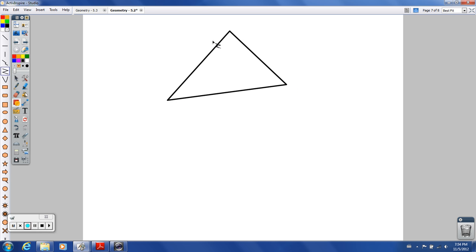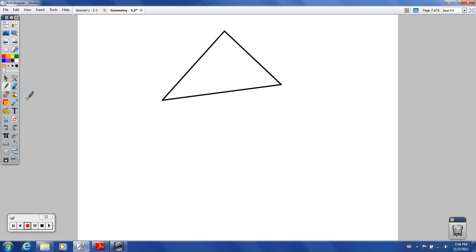And I'm trying not to make it isosceles, just so you can see that this works with any triangle, any old triangle. It doesn't have to be a special type of triangle. But this one is acute, just barely. This is a little bit less than 90. I can tell right there.